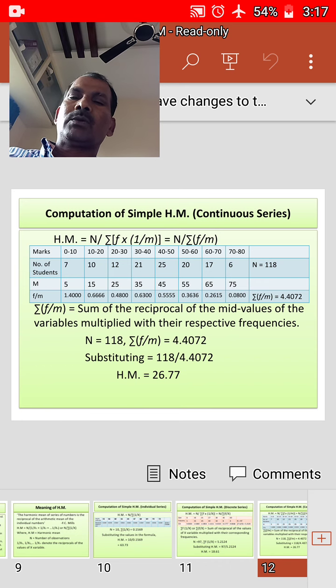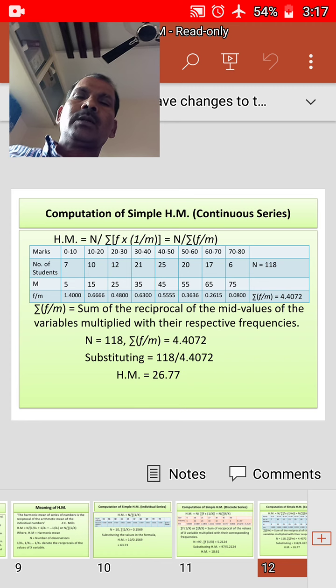Frequency, the number of students, is given, and we have the mid values. 7 by 5 is equal to 1.4000, 10 by 15 is equal to 0.6666, 12 by 25 is equal to 0.4800, and 21 by 35 is equal to 0.6300. 25 by 45 is equal to 0.5555, 20 by 55 is equal to 0.3636, 17 by 65 is equal to 0.2615, and 6 by 75 is equal to 0.0800. These are called f by m.